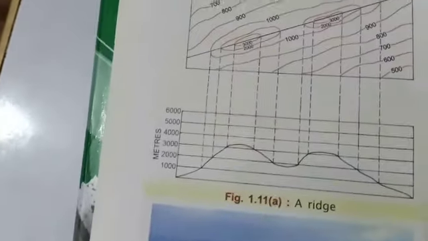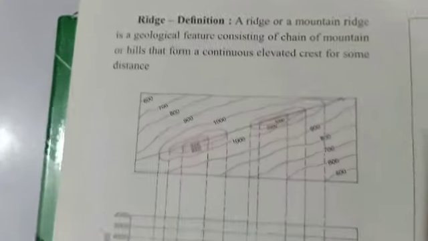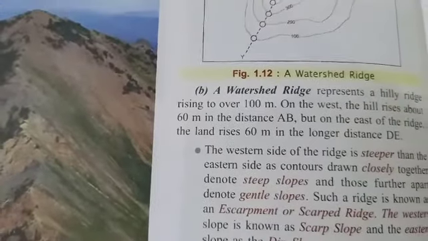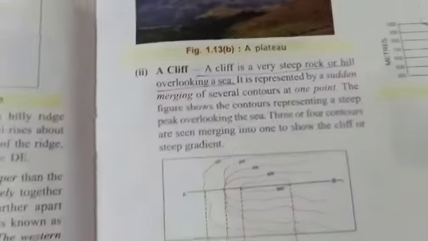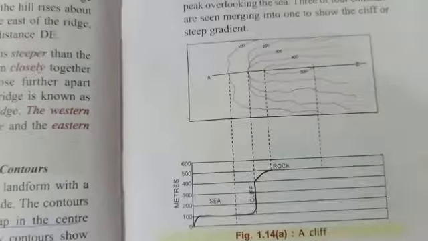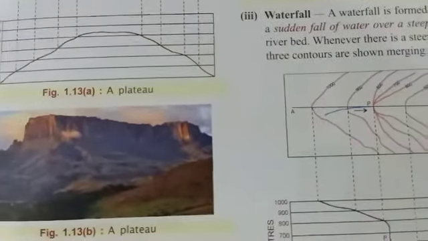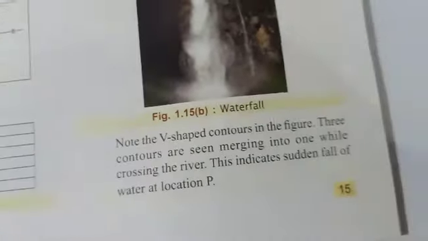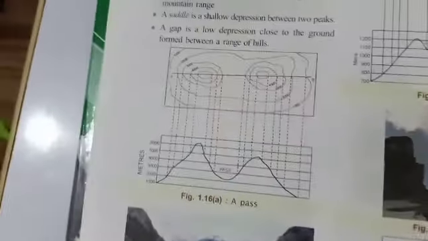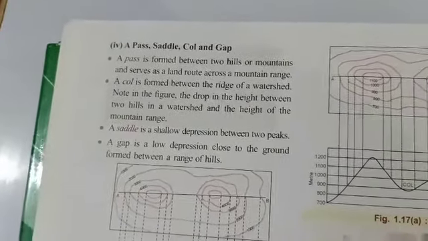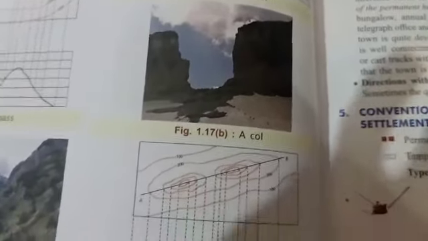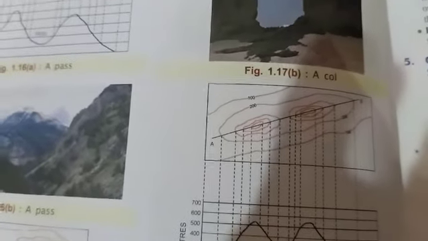gentle slopes, how they are marked, then a ridge, its definition, then a watershed or a ridge, then a cliff, how it is represented on the topographical map, then a waterfall, then a V-shaped valley, then other features like a pass, saddle, col or gap, then again its images and so on.